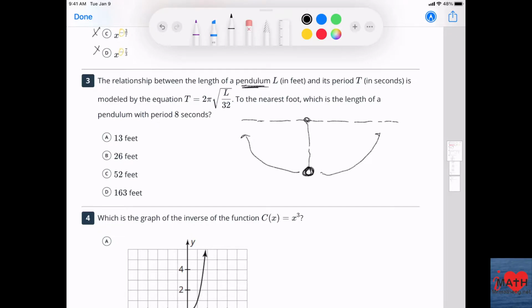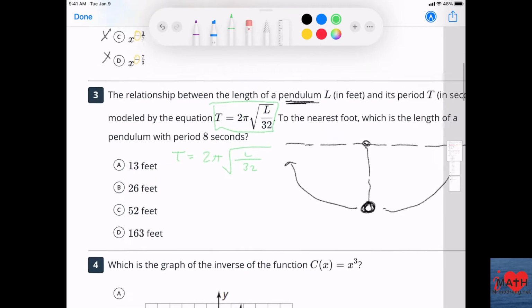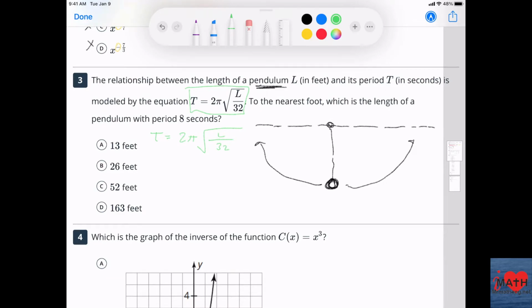The relationship between the length of the pendulum and its period, T in seconds, is modeled by the equation T equals 2 pi radical L over 32. To the nearest root, what is the length of the pendulum with a period of 8 seconds? I don't know, they gave us this formula, so I'm just going to go ahead and copy down that formula. Well, length, they told us up here, is L. So basically what we are trying to figure out is L. So we're basically solving for this variable.